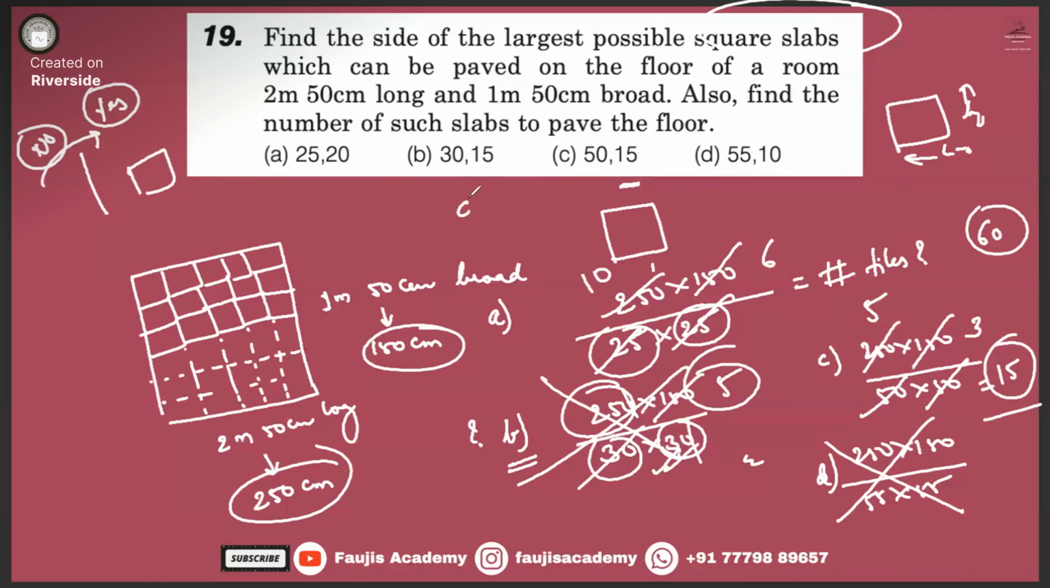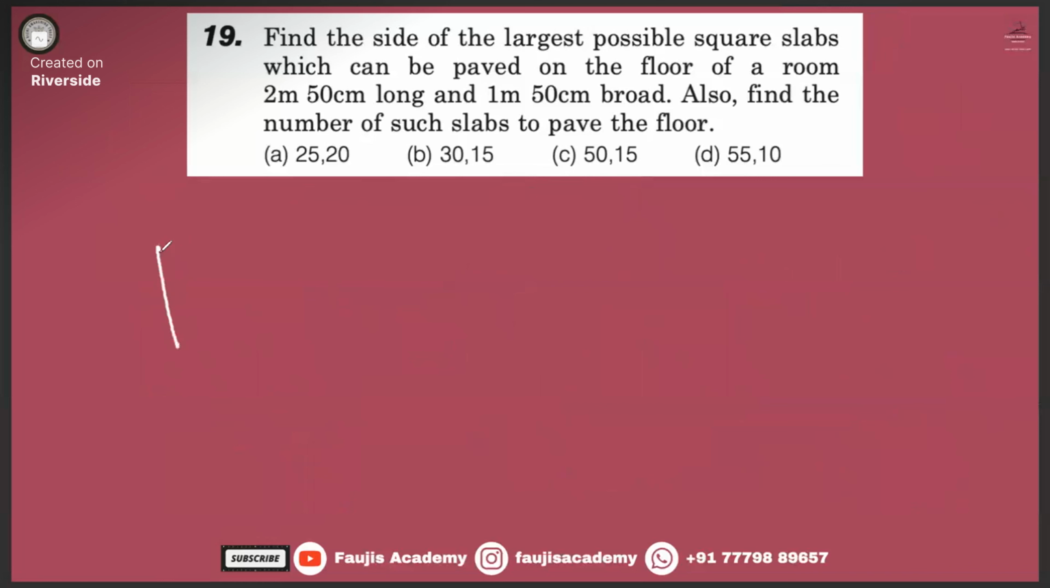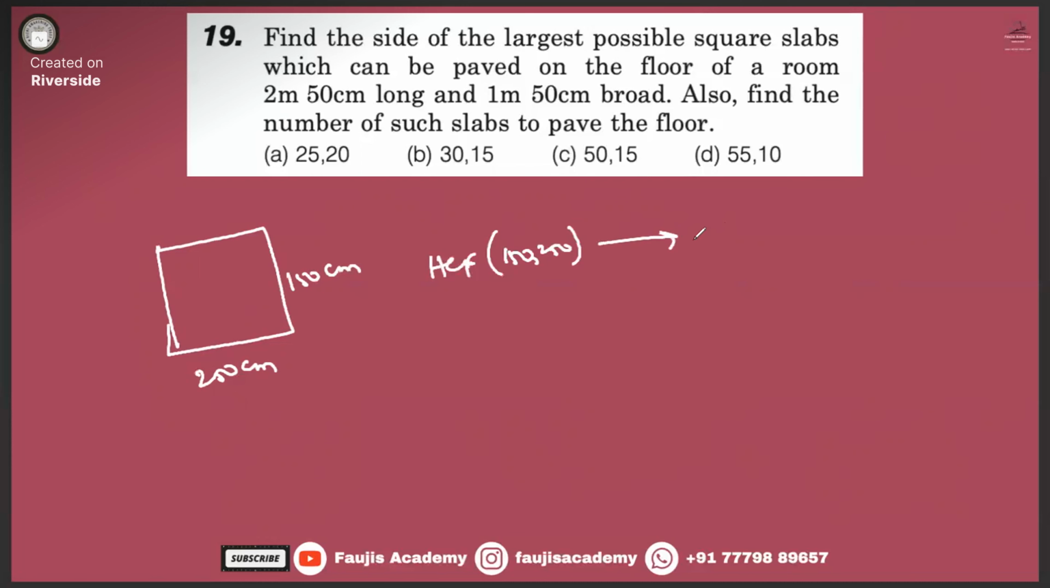So the answer to this question is C, 15. 50 is the dimension of the tile, that is 50 centimeters square basically, and 15 slabs or tiles you want, right? We'll do this question once more. Since we are studying HCF LCM, this is your 250 centimeter, this is your 150 centimeter. Just find the HCF. HCF of 150 and 250. What is that?